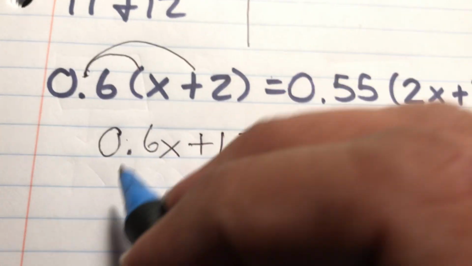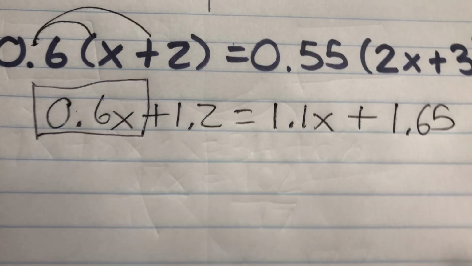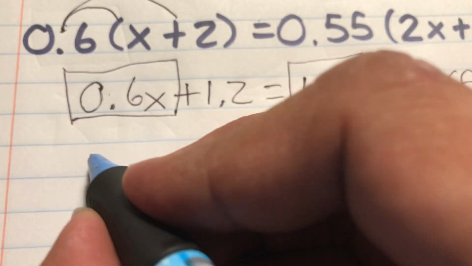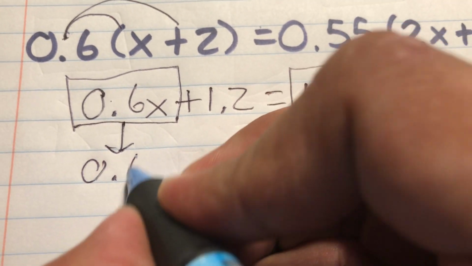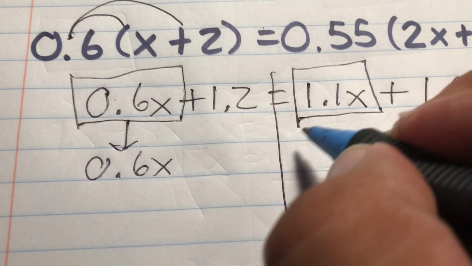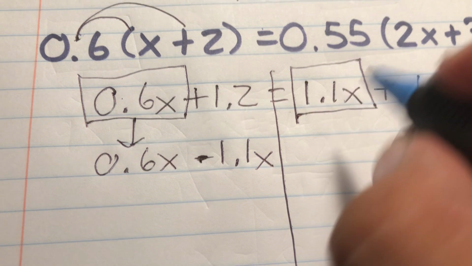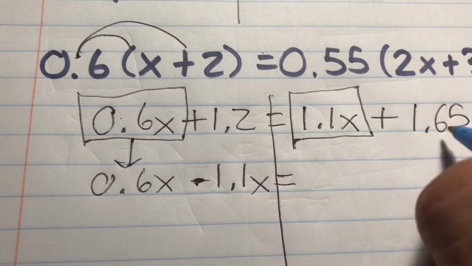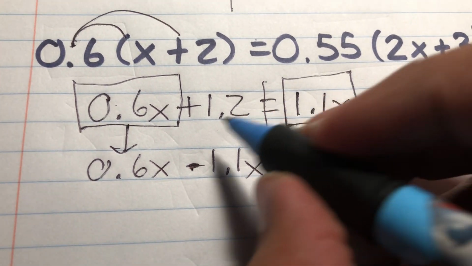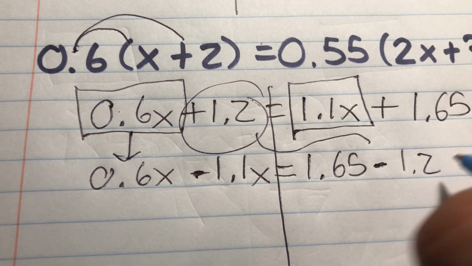Okay, so now we're looking at all this. Again, the same rule applies. I want the x's on one side. So this is coming down. So it's going to be 0.6x. This is a positive. So when I move it to this side of the line, it's going to be a negative 1.1x equals, now the positive 1.65 is coming to the front, so it's positive, so I'm just going to write 1.65. Then that's a plus 1.2, so it's going to become minus 1.2.